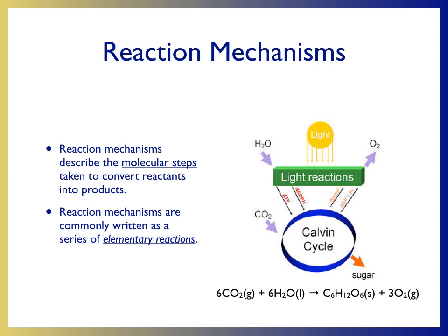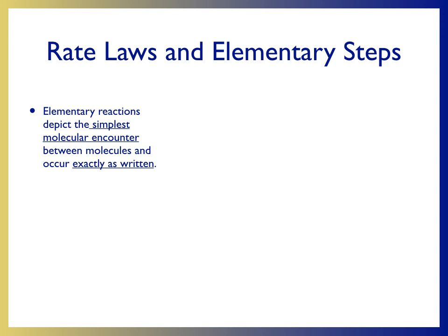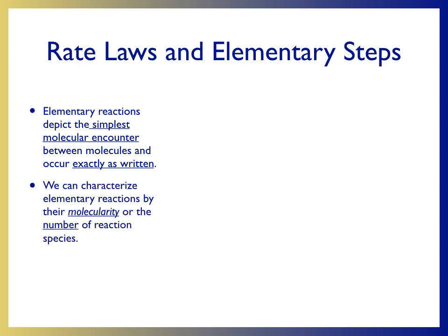A reaction mechanism has a series of individual molecular steps known as elementary reactions. Elementary reactions represent simple molecular collisions, and they occur exactly as written, meaning they show an actual collision or rearrangement or decomposition of a molecule. Reaction mechanisms can be characterized by the number of molecules that take part in the collision or interaction. We call this the molecularity of the elementary reaction.